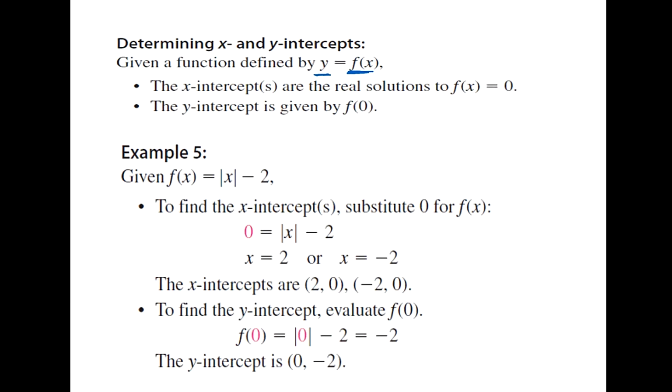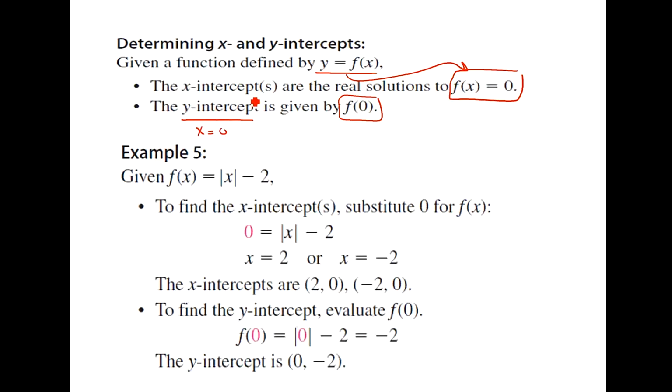And if we need to find the x-intercept, that means what? y equals what? 0. So f of x equals 0 because y equals 0. This means f of x equals 0. And if we need to find the y-intercept, we need to find f of 0, because this means x equals what? 0.